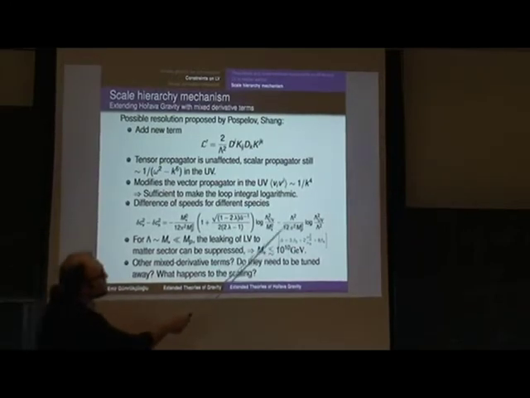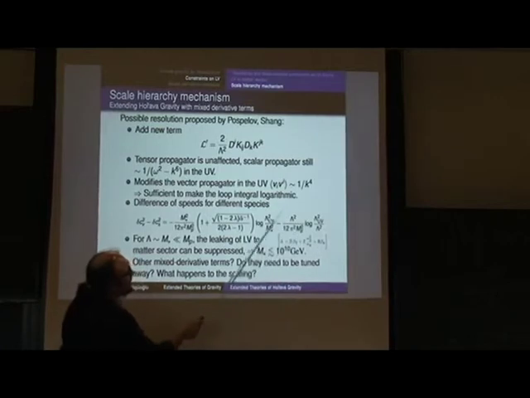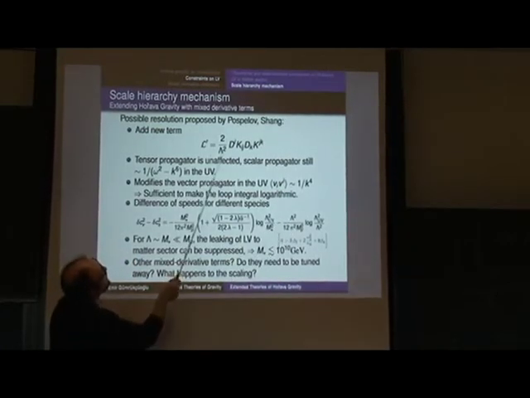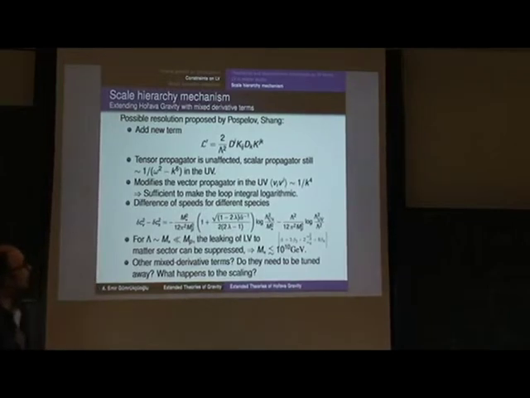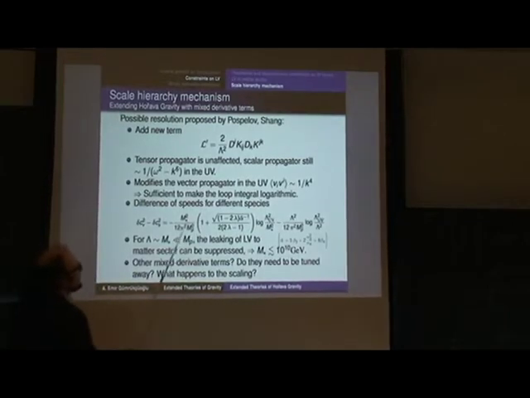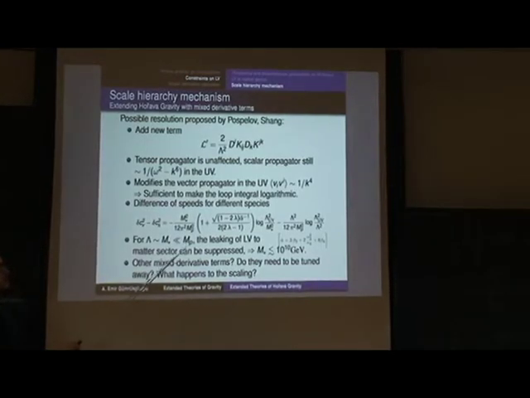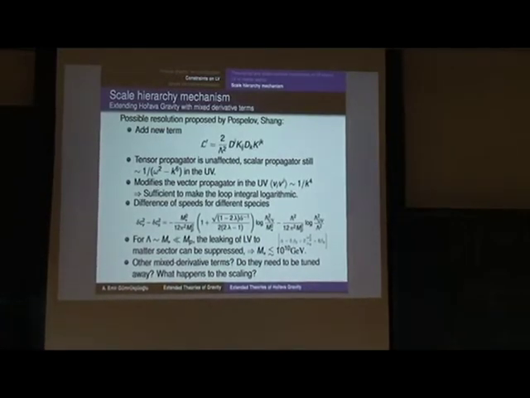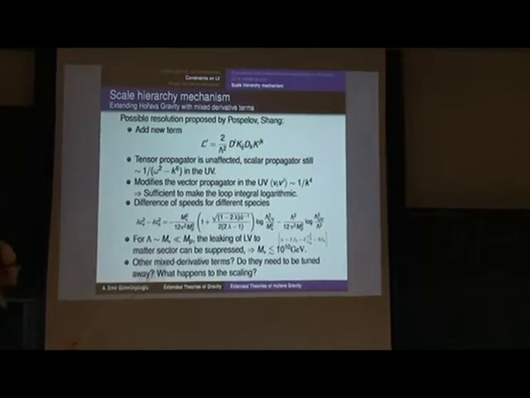And in the end, this contribution from the vector part becomes, again, suppressed by lambda squared over M Planck squared, where lambda was this scale. And assuming that these scales are of the same order and much less than M Planck, basically this shows that the leaking of Lorentz violation to the matter sector can be suppressed.